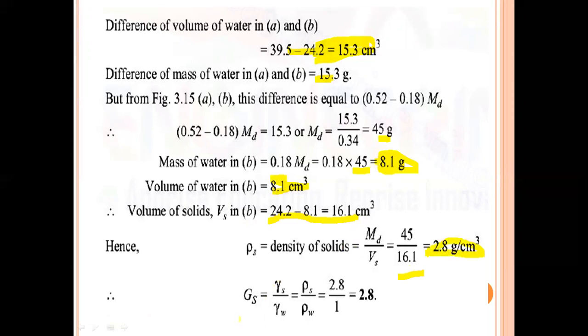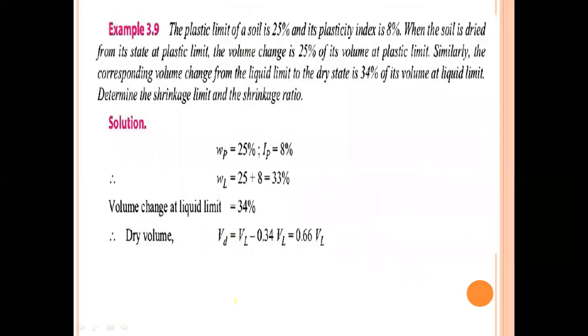Next one, Gs, specific gravity. We find out the specific gravity, gamma S by gamma W, that equals rho S by rho W. It is the rho S value, 2.8 divided by rho W, which is 1, that equals 2.8. It is the specific gravity. Next problem.